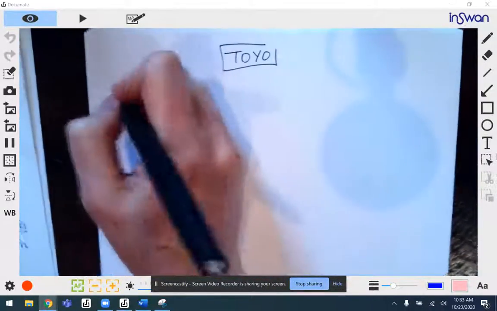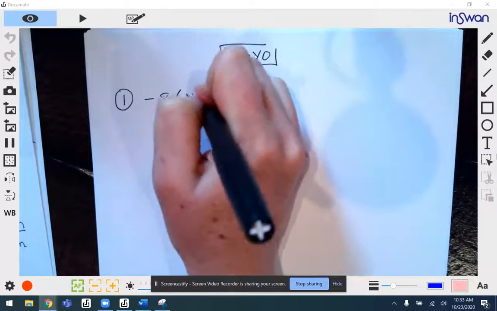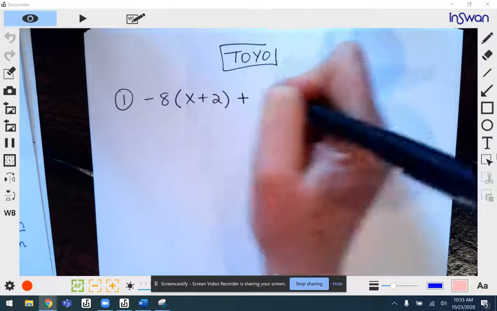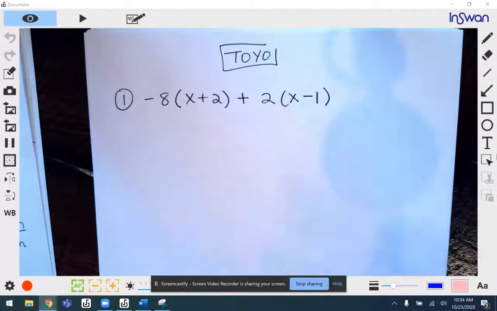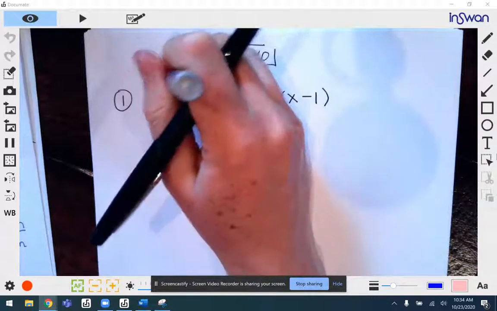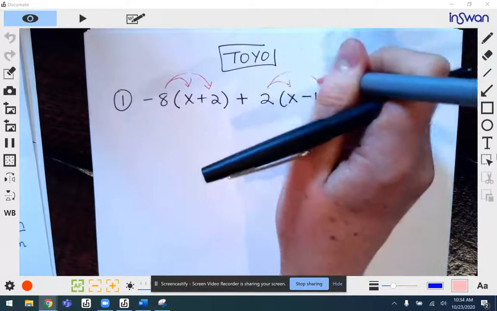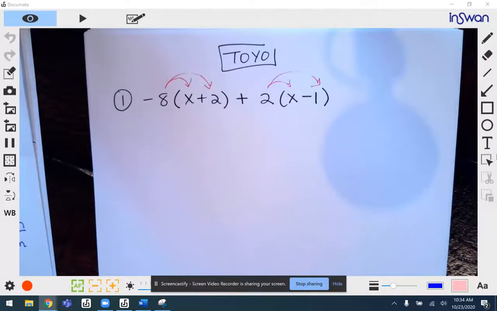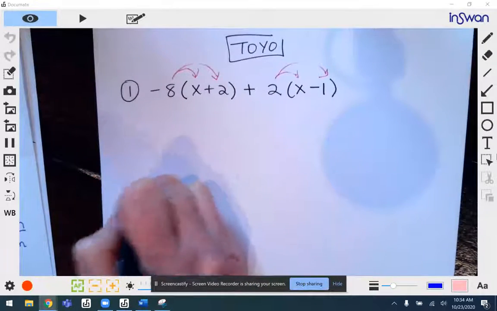All right, number 1 is going to be negative 8 times parentheses x plus 2, plus 2 times parentheses x minus 1. So notice there are 2 sets of parentheses. You're going to need to distribute twice. This guy goes into this set, and this guy goes into this set.